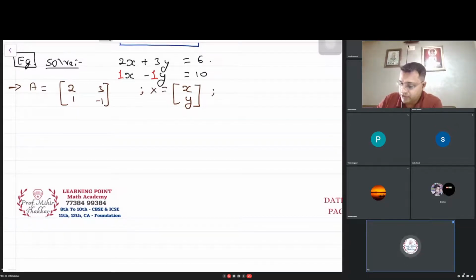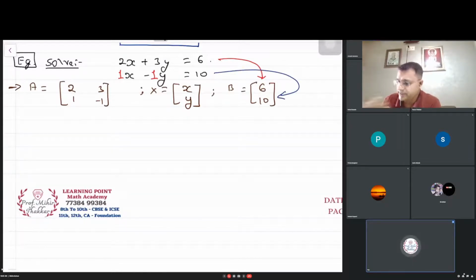Then the matrix B is again 6 and 10. Obviously, as you can see, 6 is representing the first equation and 10 is representing the second equation. Therefore, I have written it like this as a column matrix. So I told you the reason for matrix B being a column matrix, that it is representing the first equation and the second equation. I have not told anything about X up till now. I'll tell it to you just in a minute.